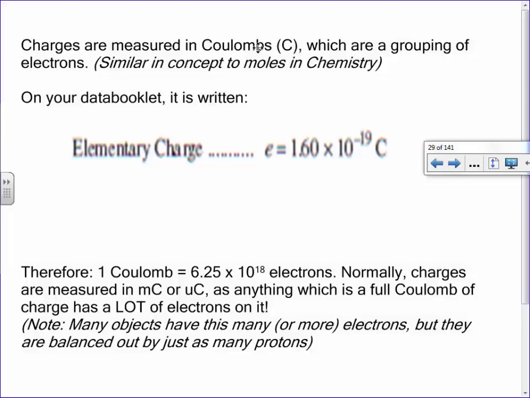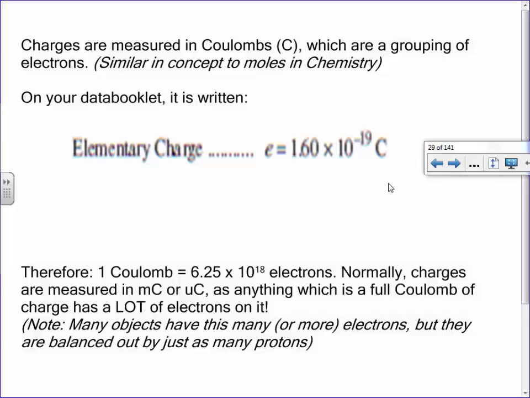It was written here. Here's the official number. It's this many electrons. This is what you'll see on your formula sheet. One electron is a very, very small percentage of a coulomb, 10 to the minus 19 of a coulomb. So it's just our way of measuring how much charge something has.